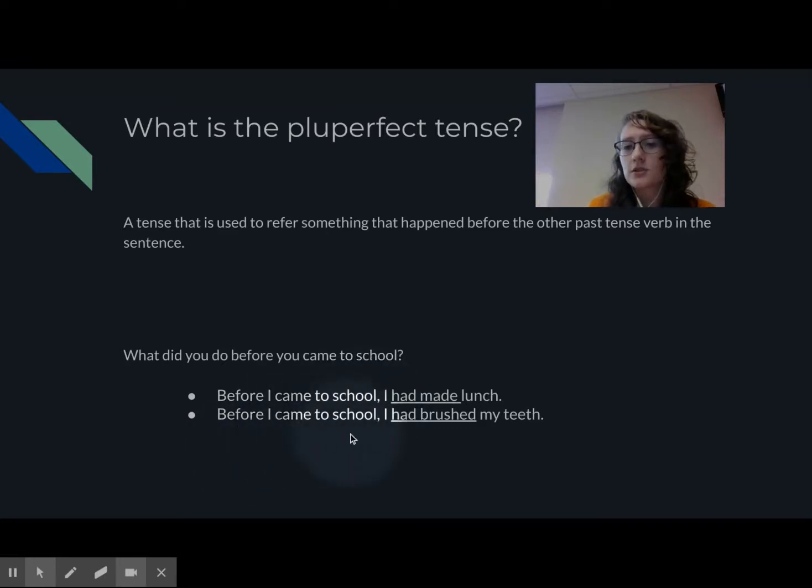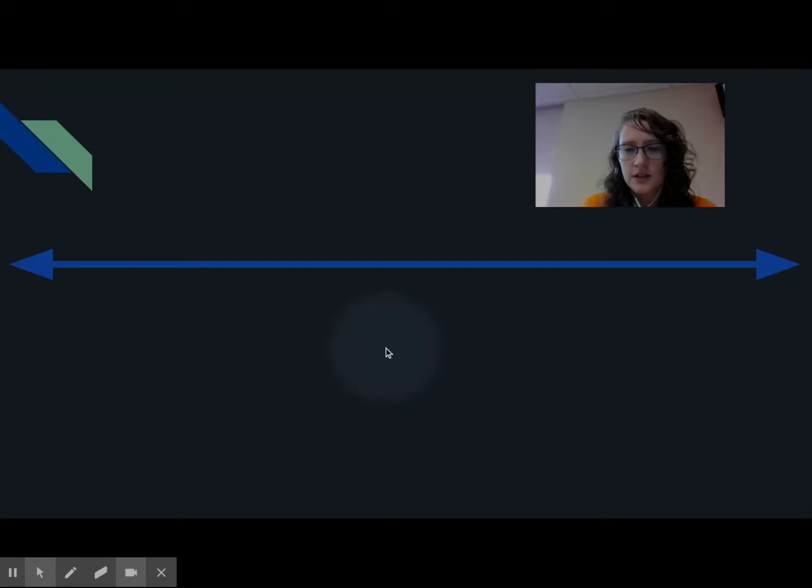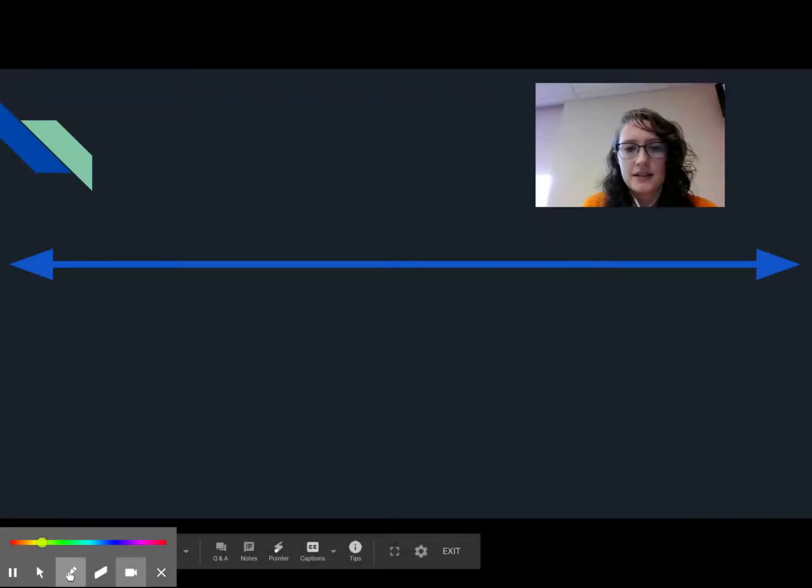So before I came to school, I had brushed my teeth. So I had brushed my teeth and then I came to school. So you'll see that this had is a word that we use in English to describe something that came before some sort of past tense word. So let's make a timeline here.